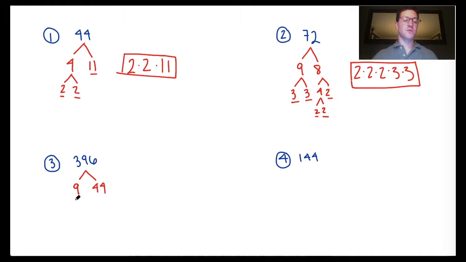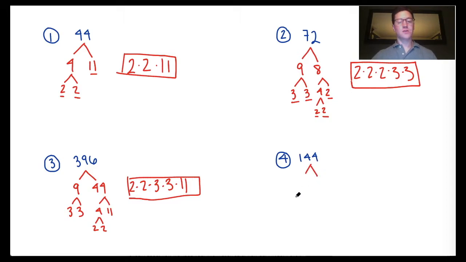Okay, now we've broken those into more manageable numbers. The 9 breaks into 3 and 3, the 44 breaks down into 4 and 11, and the 4 breaks down into 2 and 2. Okay, so let's go in order from least to greatest. We've got 2, 2 2's, 3, 2 3's, and an 11 in order from least to greatest. Wonderful.